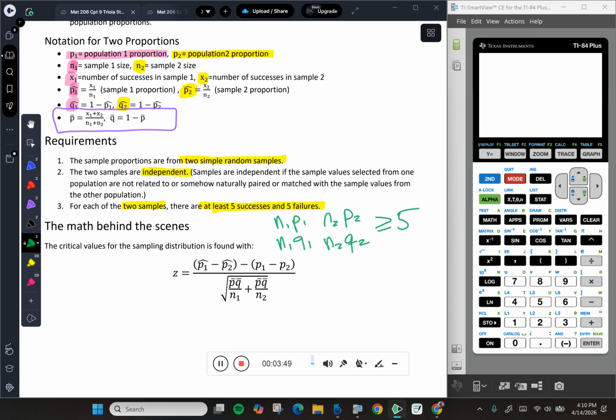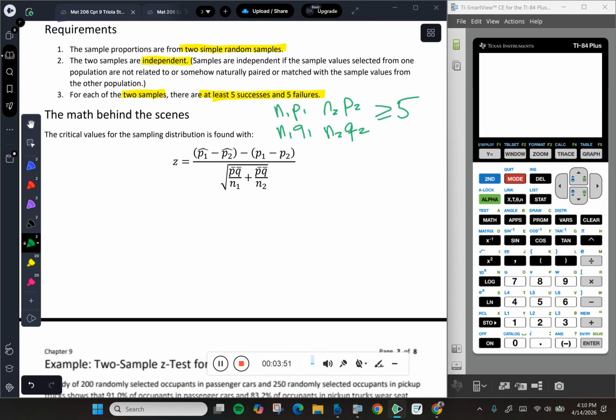Okay? Now, the math behind the scenes is still math that turns all of this sample data into a z-score on a standard normal distribution, and then the p-value will be the probability of that score or more extreme. Okay? So a left tail for more extreme if we're looking for lowers, a right tail for more extreme if we're looking for highers, or an appropriate tail if we're looking at a two-tailed distribution.